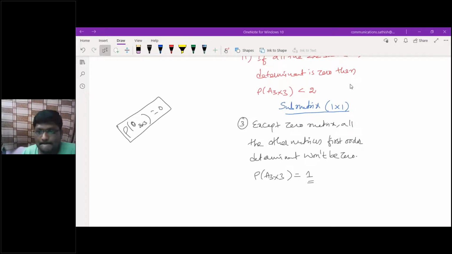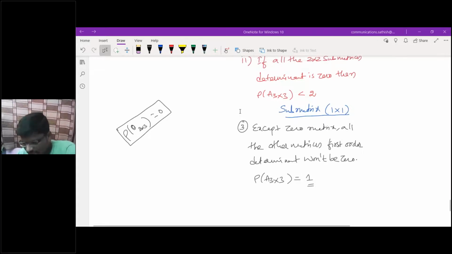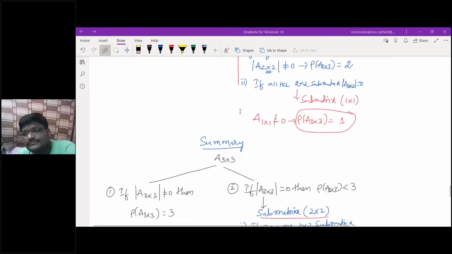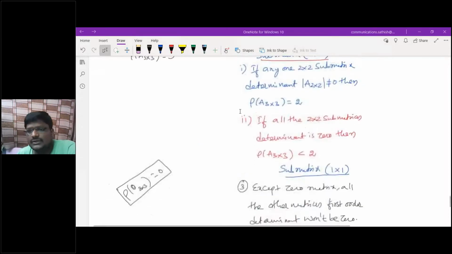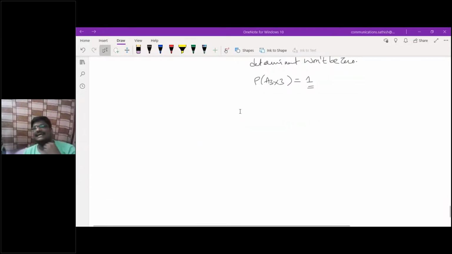So you can note it down. I hope it is very clear. That is how you have to calculate the rank for the different matrices. Clear? So now this method is clear. You can solve many more problems on the concept of the rank of a matrix.